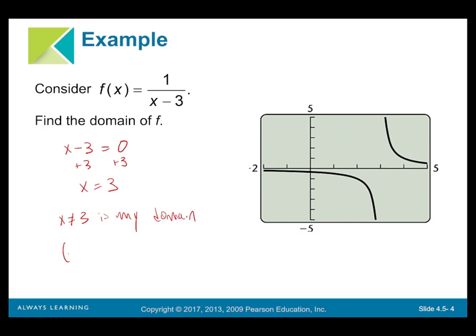And in interval notation, we reference that by saying it's negative infinity to 3. I use parentheses to not include 3 itself, like skipping right over the number 3, pick back up again at 3.01, and go on to positive infinity. So that's how we represent the domain of f.